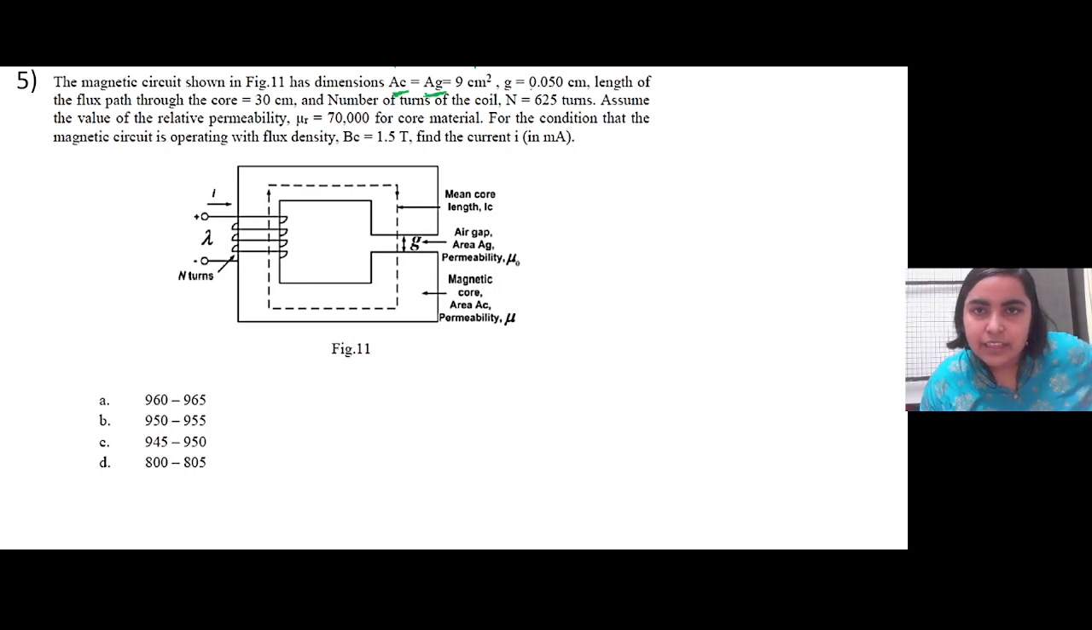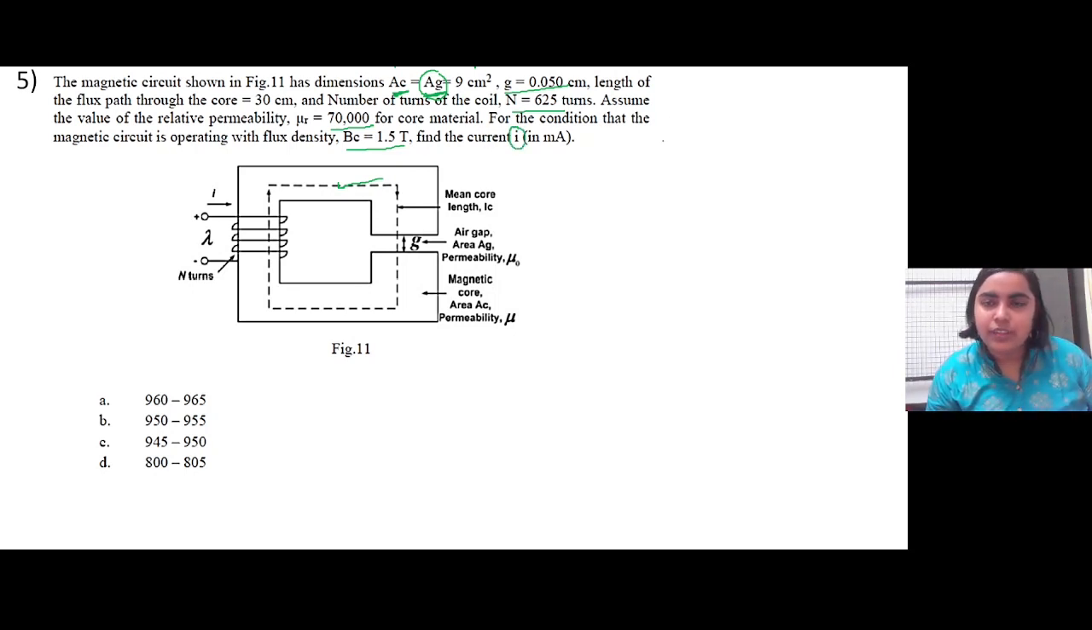The air gap distance is given, and Ag is the area of the air gap. The length of the flux path through the core, denoted by this dotted line, is given as 30 centimeters. The number of turns of the coil is given. Assume the relative permeability of the core material is as given here. For the magnetic circuit operating at a flux density Bc of 1.5 Tesla, we have to find the current.